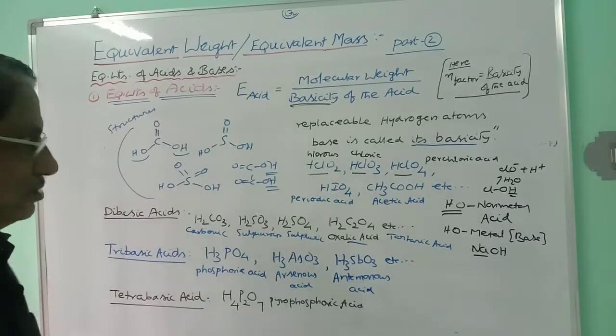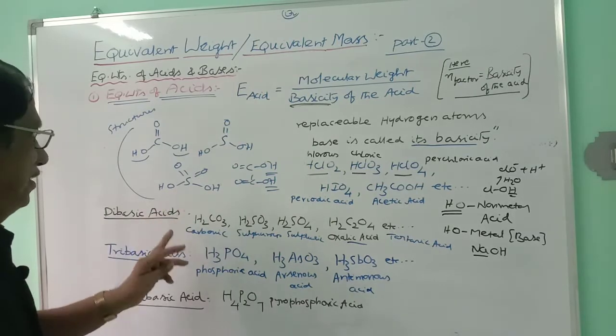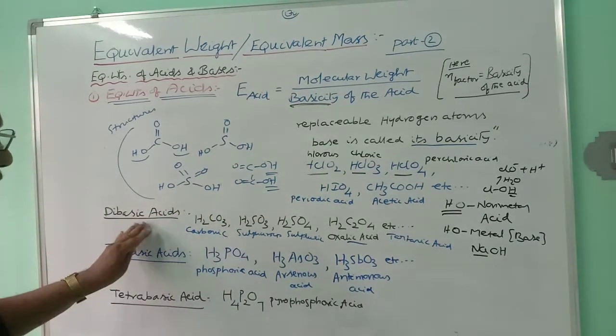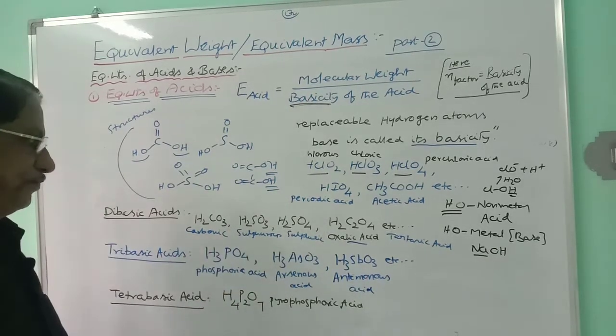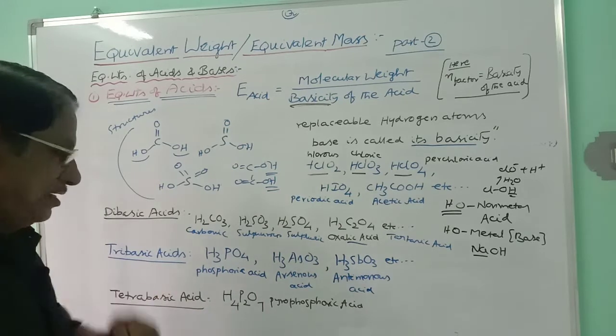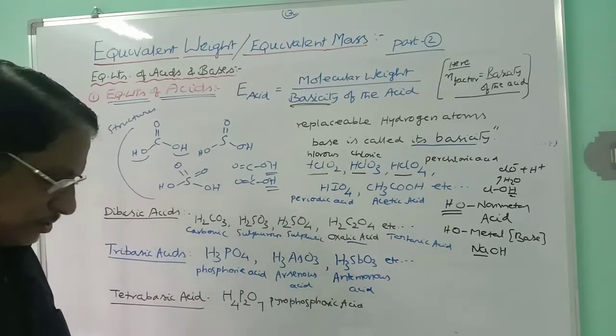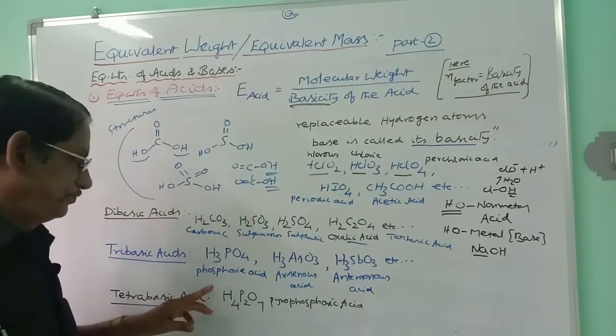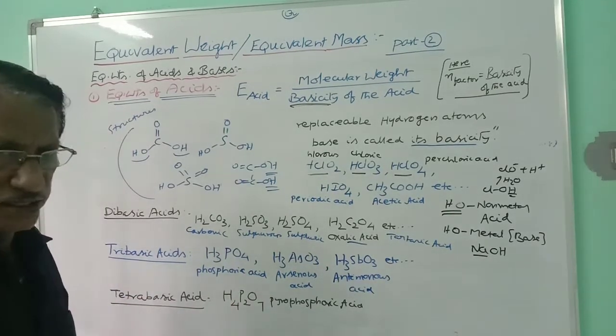In all these cases, OH groups are directly attached to a nonmetal, and so all these are dibasic acids. Similarly, we can take tribasic acids. As examples of tribasic acids, phosphoric acid, H3PO4, is a well-known example.